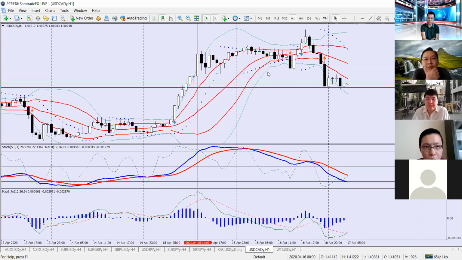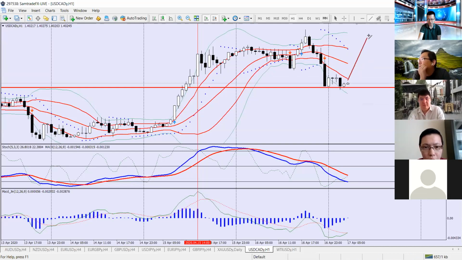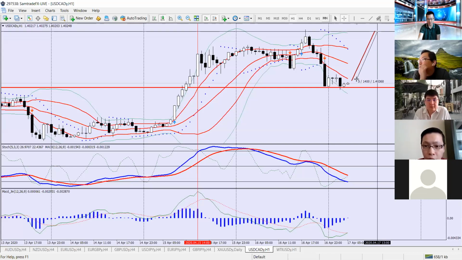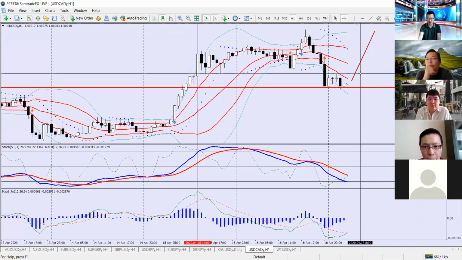So back to talking about the CAD again. We are looking at it sitting at a support level right now. I do believe in the shorter time frame, we actually could see it moving back up, right? Not massively. At this point, I think it's probably going to be a good 140, 150 pip move upwards, right?